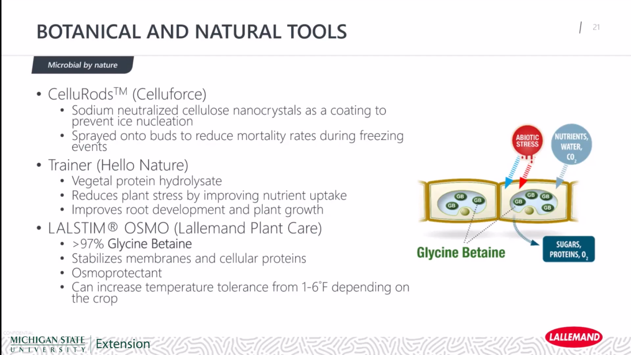It is a glycine betaine based product. It's 97% glycine betaine, and it will stabilize membranes and cellular proteins, acting as an osmoprotectant. What this means is that it will facilitate water uptake and retention, and then act as an osmoprotectant. It's really working to adjust the osmotic balance, so the flow of water in and out of a cell. We've found through various avenues of research that this can increase the temperature tolerance from anywhere 1 to 6 Fahrenheit, depending on the crop.